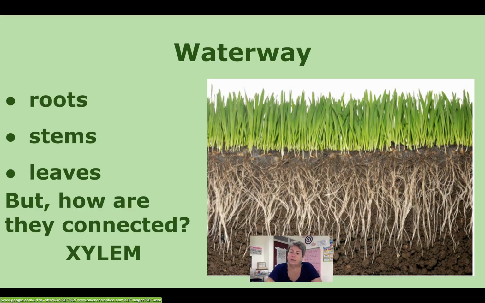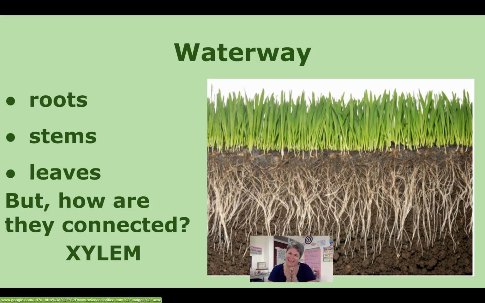So in the roots there are these specialized cells, just like the guard cells are specialized in the leaves. In the roots there are specialized cells that are able to absorb water from the surrounding soil or ground. Okay, so when it rains or when you water a plant, the water goes down into the soil or the dirt, and then those specialized cells are able to absorb that water.